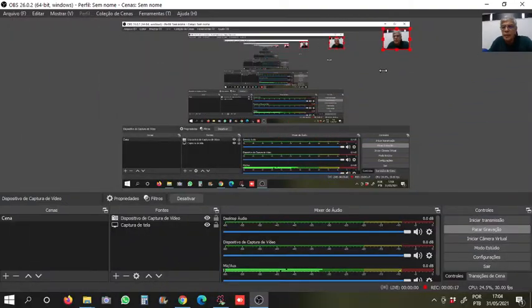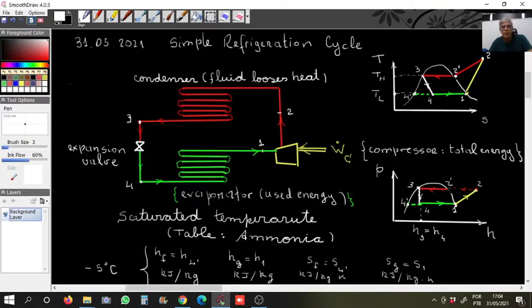Next, the components of the refrigeration cycle will be estimated, will be calculated. And I'll minimize here. And this is the problem.